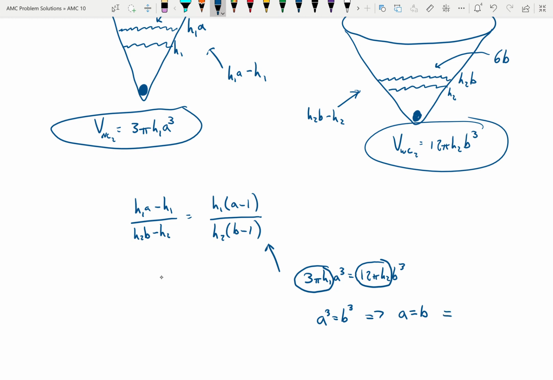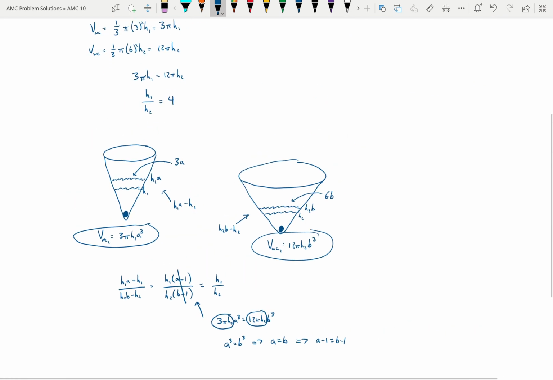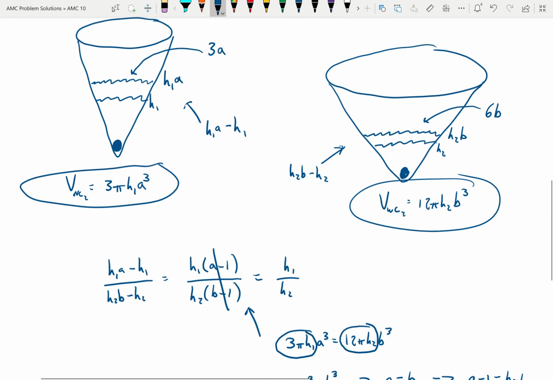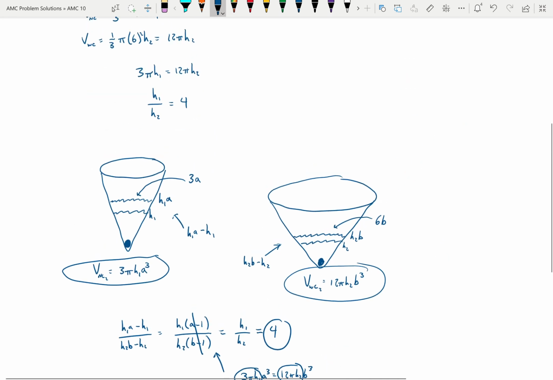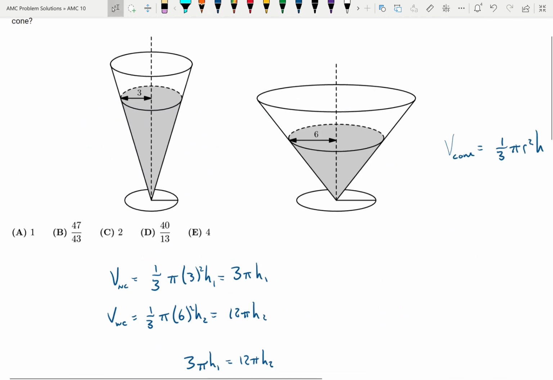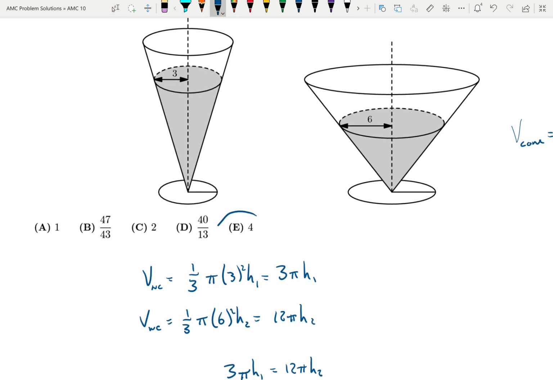And then if a is equal to b, then it's got to be true that a minus 1 is equal to b minus 1. So these will both cancel, and this ratio is equal to h1 over h2. And we had previously found that h1 over h2 is equal to 4. So the ratio we're looking for is choice E, 4.